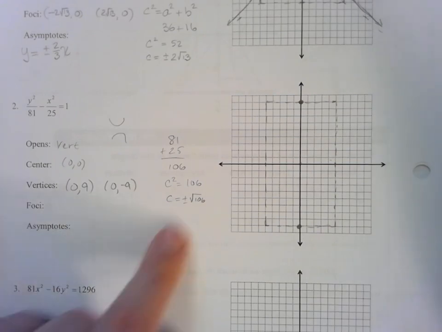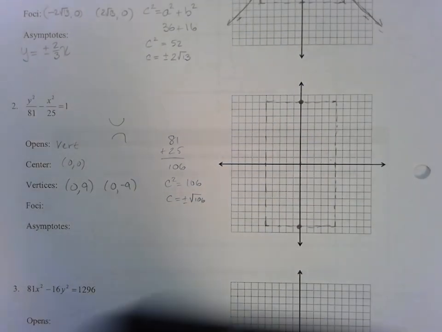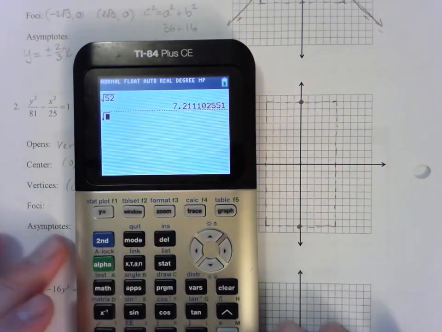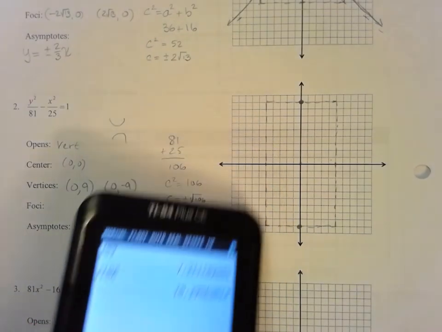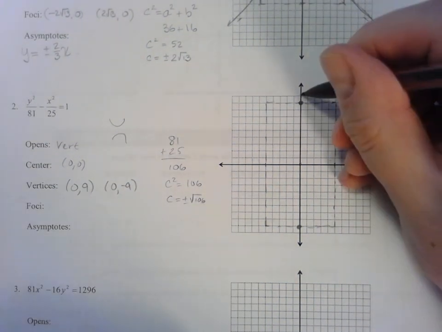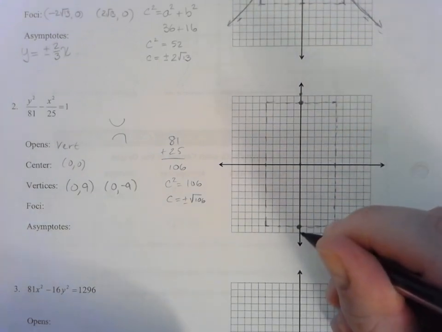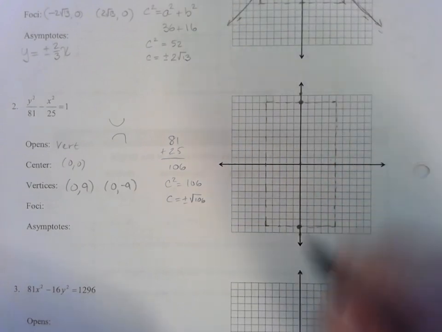Now the square root of 106 is more than the square root of 100. If I took my calculator to approximate this, I know it's more than 10 and therefore will be off the page. But let's get a sense. 10.295. Alright, so let's put the foci in. I'm going to go from the center, 10.295 up, 10.295 down. And these are the location of the 2 foci.